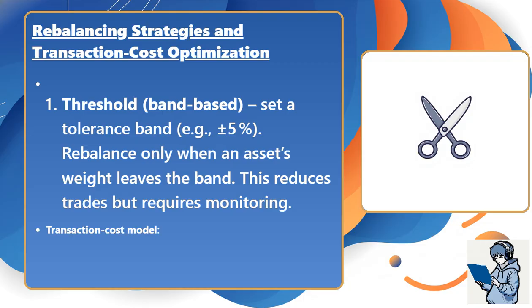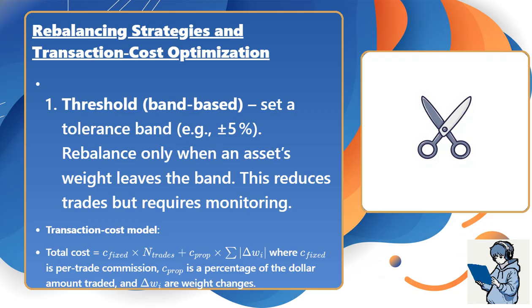Transaction cost model. Total cost equals C_fixed times N trades plus C_prop times the sum of absolute ΔW_i, where C_fixed is the per-trade commission, C_prop is a percentage of the dollar amount traded, and ΔW_i are weight changes.